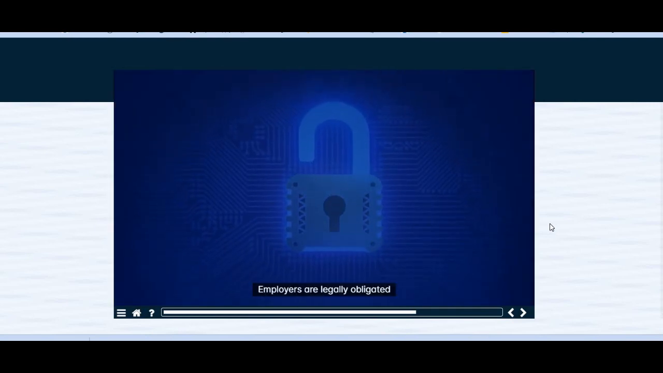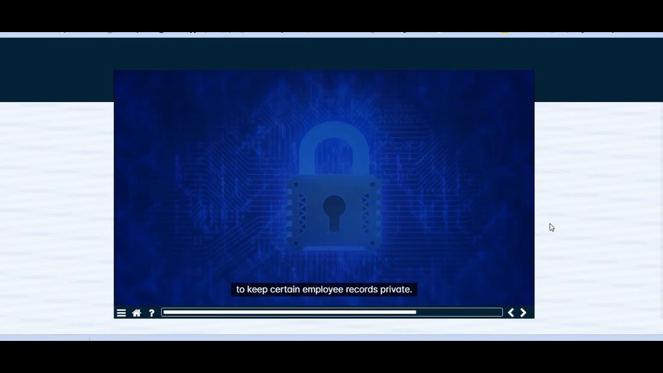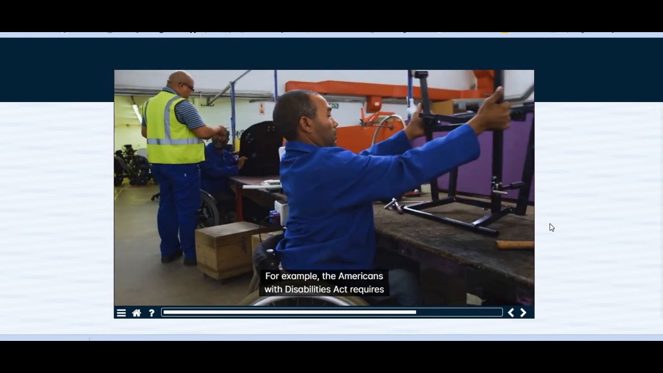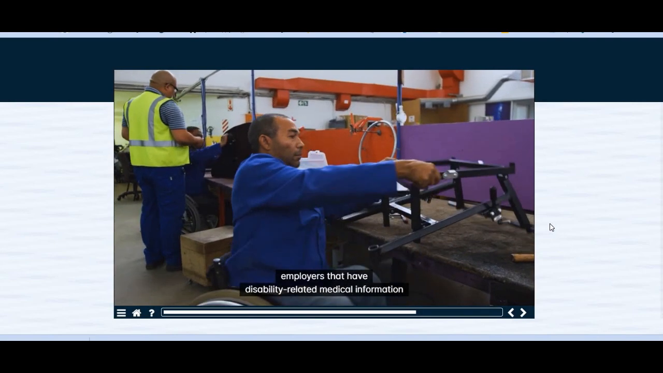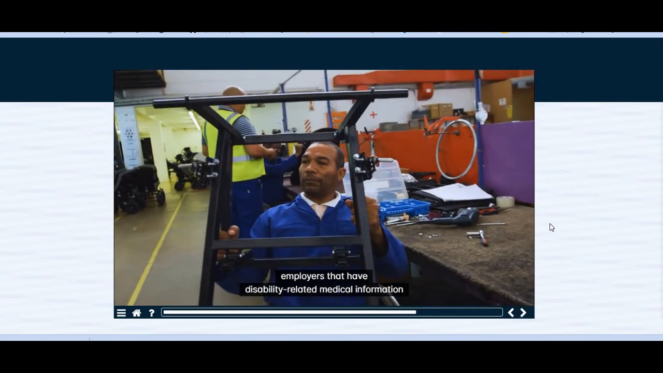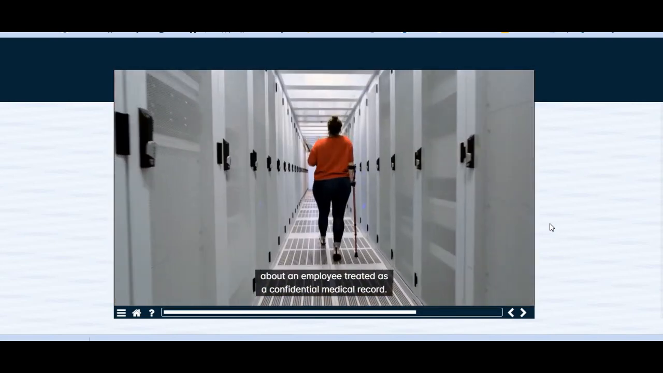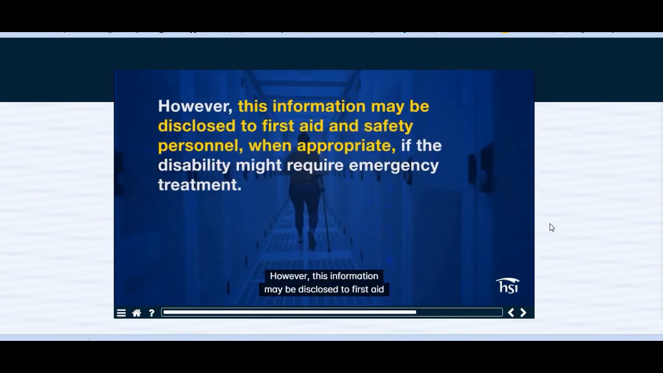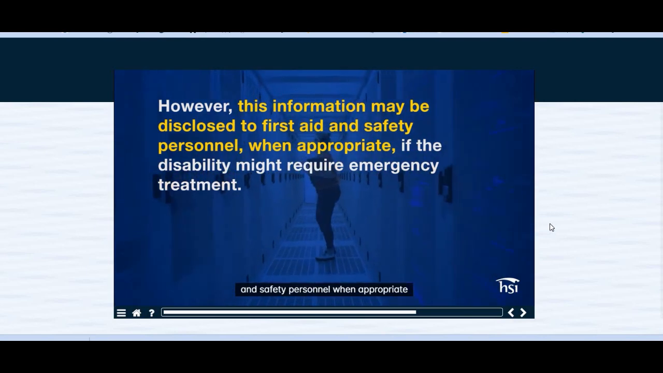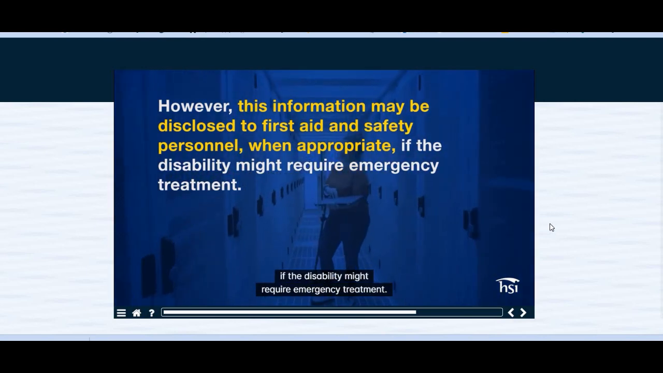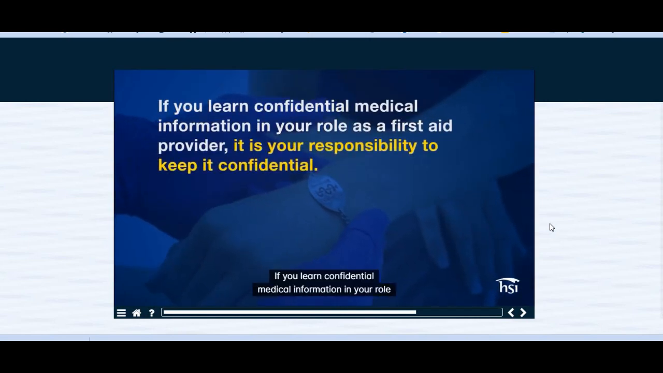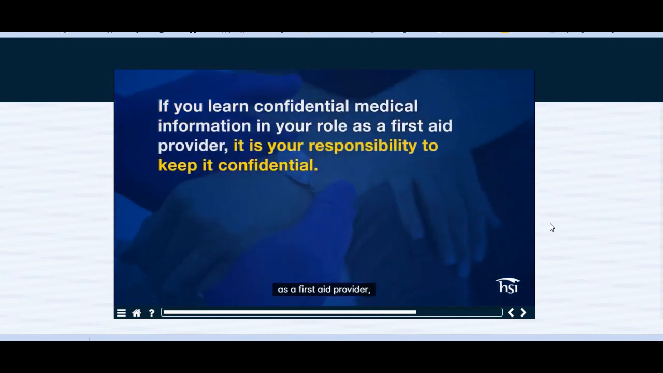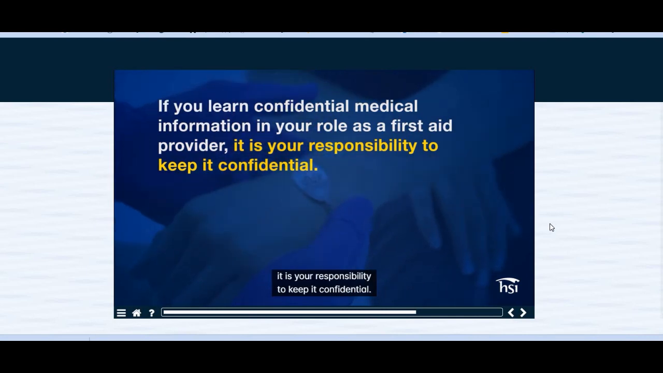Employers are legally obligated to keep certain employee records private. For example, the Americans with Disabilities Act requires employers that have disability-related medical information about an employee to treat it as a confidential medical record. However, this information may be disclosed to first aid and safety personnel when appropriate, if the disability might require emergency treatment. If you learn confidential medical information in your role as a first aid provider, it is your responsibility to keep it confidential.